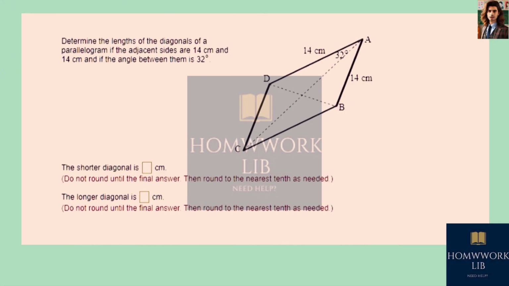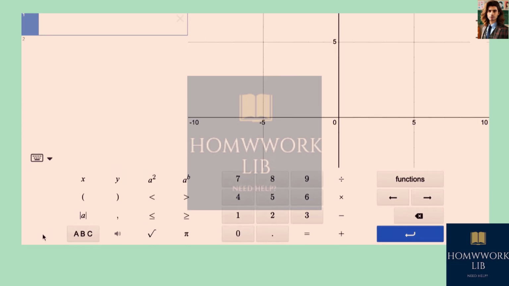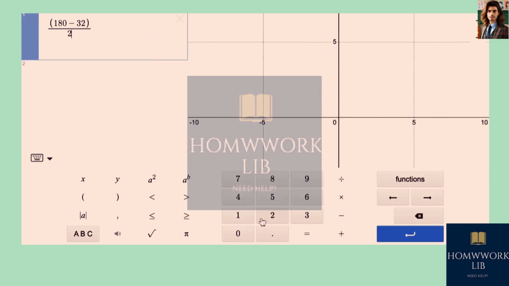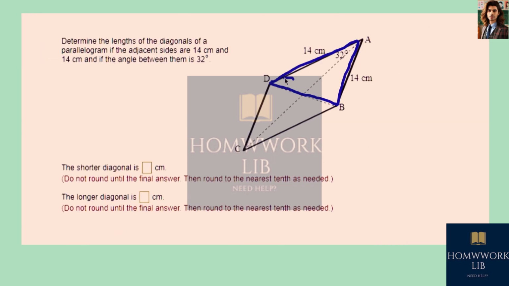Let's work on the shorter diagonal first. If we think of this as a triangle, we can find the angles D and B, since there are 180 degrees in a triangle, and we know 32 of it. That leaves 148. And this is an isosceles triangle, which means angles B and D have to be congruent. So half of that is 74 degrees each.